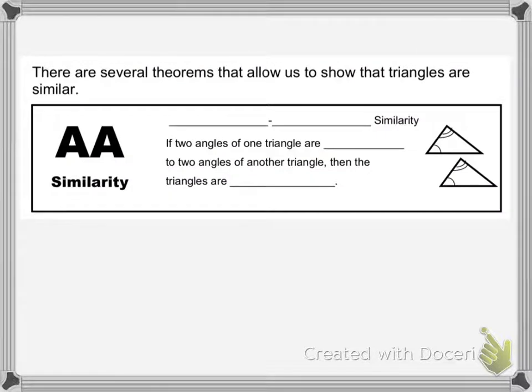The first shortcut we'll learn about is the AA similarity theorem. Okay, A and A, as you probably can guess, stands for angle, angle. Okay, it's really important that similarity comes after AA. I also sometimes, well, most of the time, will just use the similarity symbol, so I don't have to write out the word similarity.